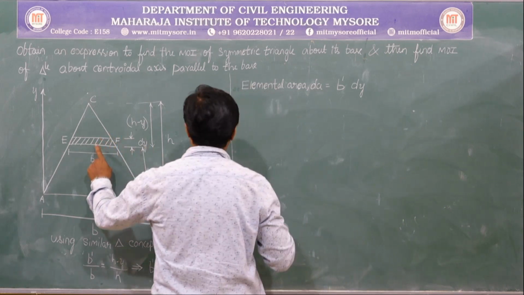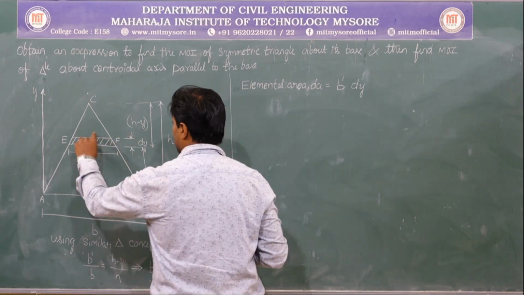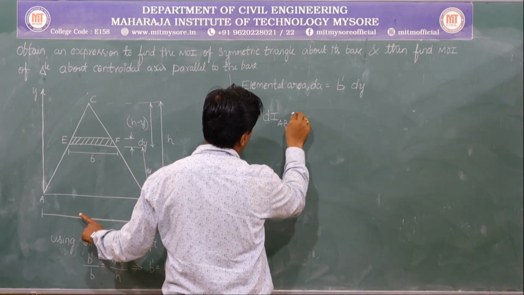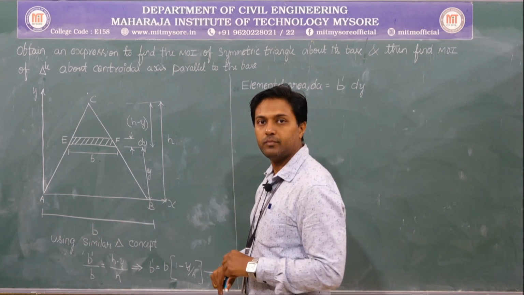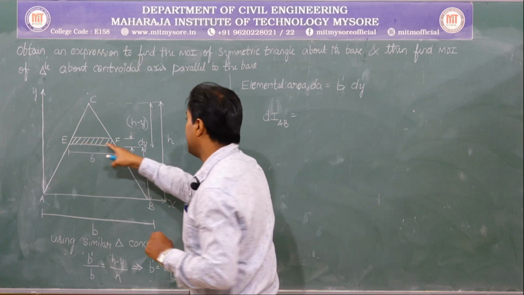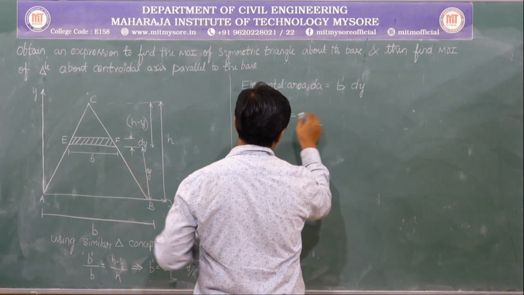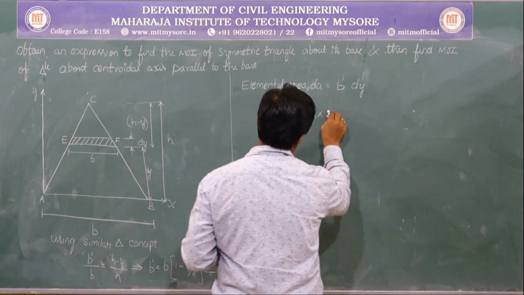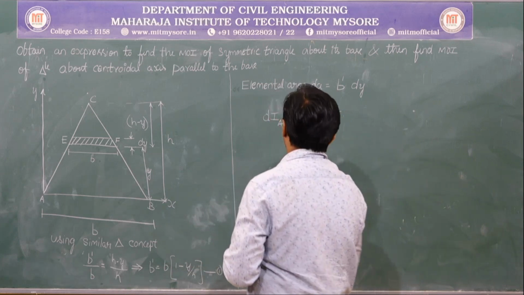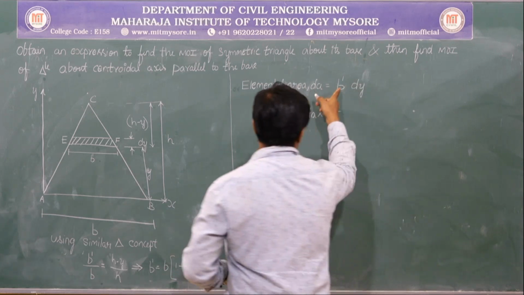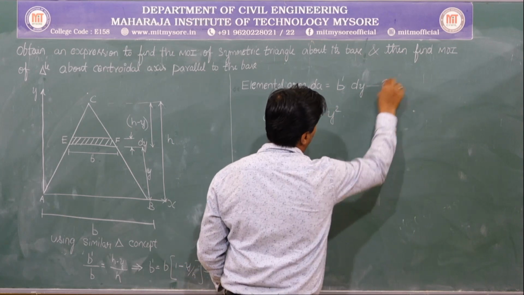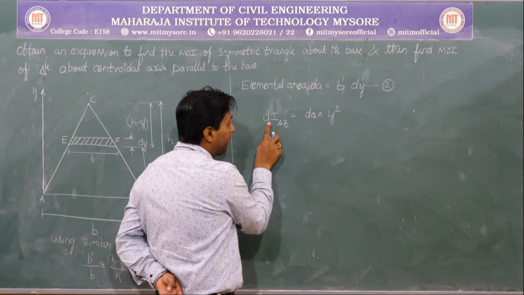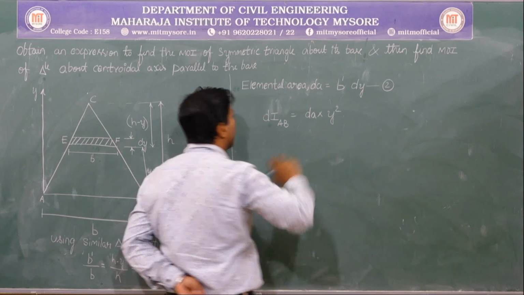So what is the area of this elemental strip? First, moment of inertia of this elemental strip. So dI_AB, because about the base I am calculating it, is equal to area into distance square. What is that area? Area is dA into, so what is the distance square? It is y square. Okay. So now I know what is dA. So let me call this equation 2.